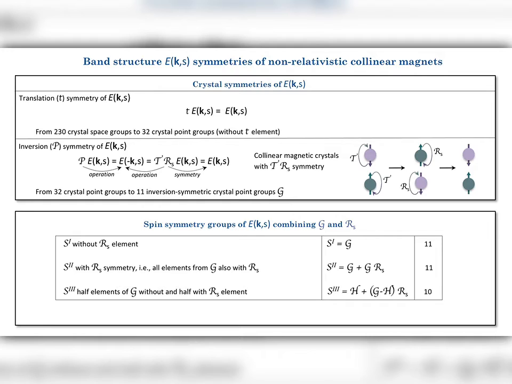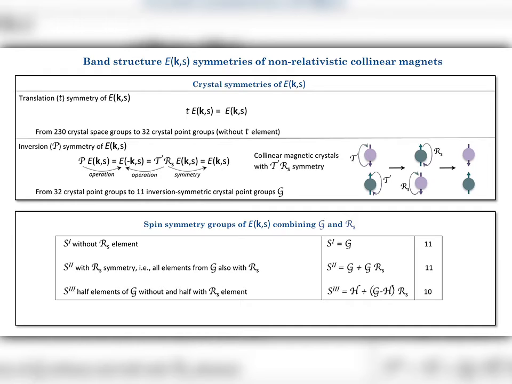This one is a symmetry of the crystal, and that means that also our bands have to be inversion symmetric. And that allows me to limit all the considerations just to these 11 inversion symmetric crystal point groups. And now I'm going to construct the spin point groups to describe my magnetic band structure, and this I will do by combining these crystal symmetry operations with this independent 180-degree spin rotation.